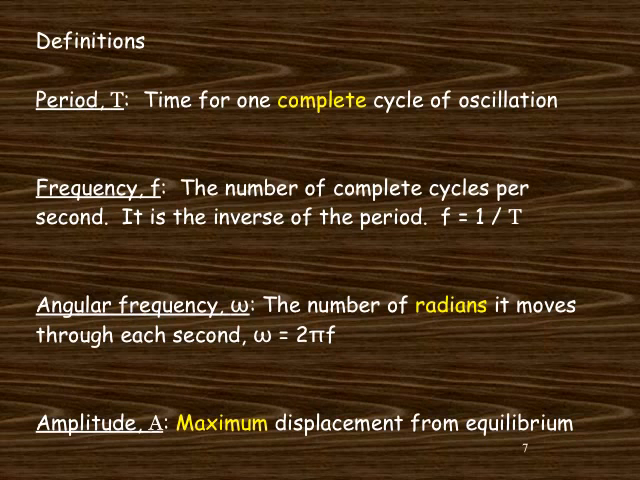Amplitude is the maximum displacement from equilibrium. The full stretch of a spring or the full compression of a spring. The maximum angular displacement of a pendulum would be the amplitude. Negative and positive amplitude aren't distinguished except by direction.